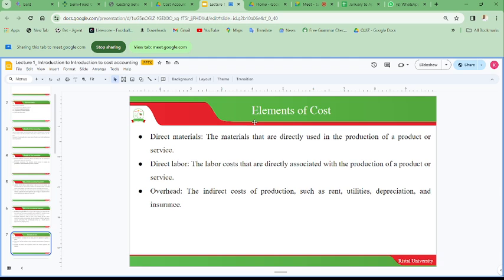So let's look at overhead. These are indirect costs of production, such as rent, utilities, depreciation, and insurance. In other words, these overheads are indirect costs that cannot be easily traced to a specific unit of production. They are necessary for the overall production process, but benefit all products. So these indirect costs, these are the costs.